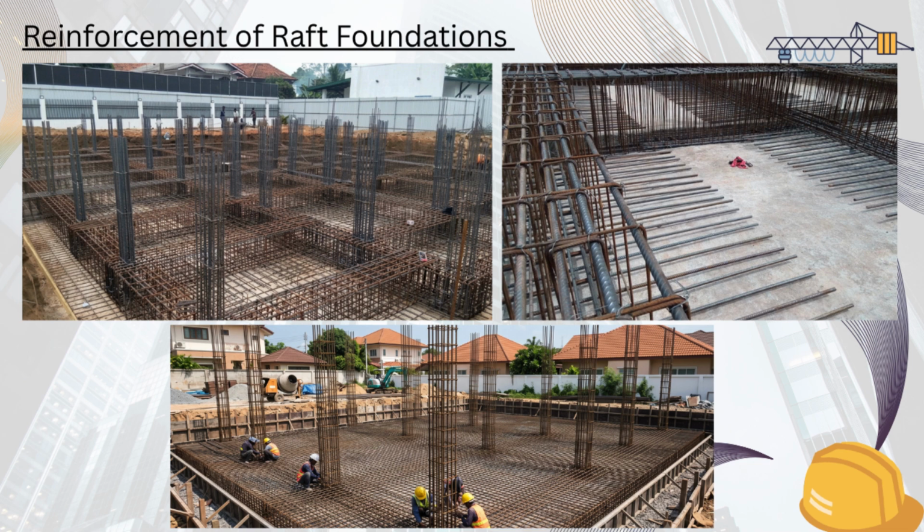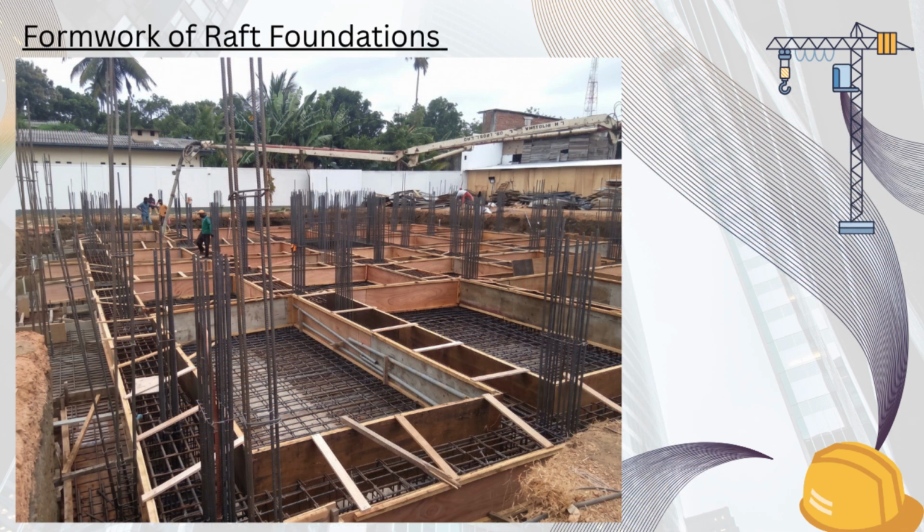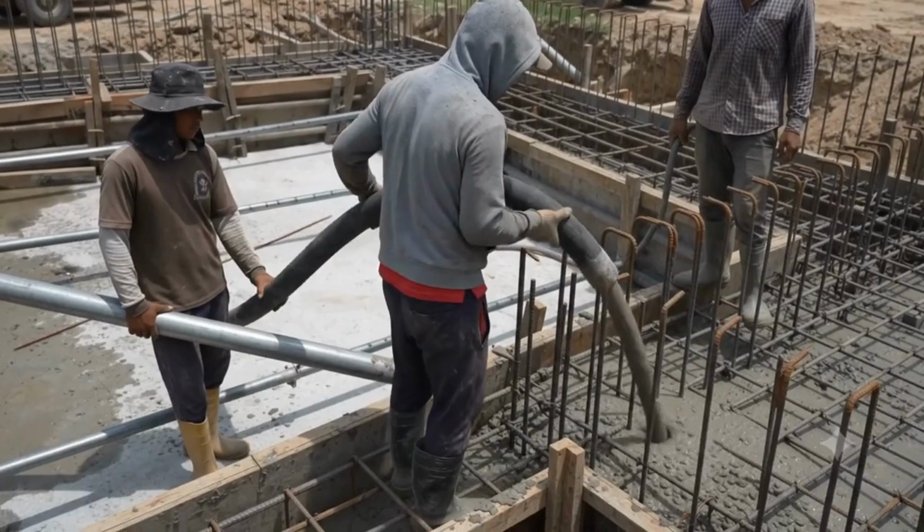This usually includes bottom reinforcement, top reinforcement, beam reinforcement where applicable, column starter bars, and additional reinforcement around heavily loaded columns. After reinforcement inspection, the edge formwork is installed. Concrete is then poured continuously over the entire raft.